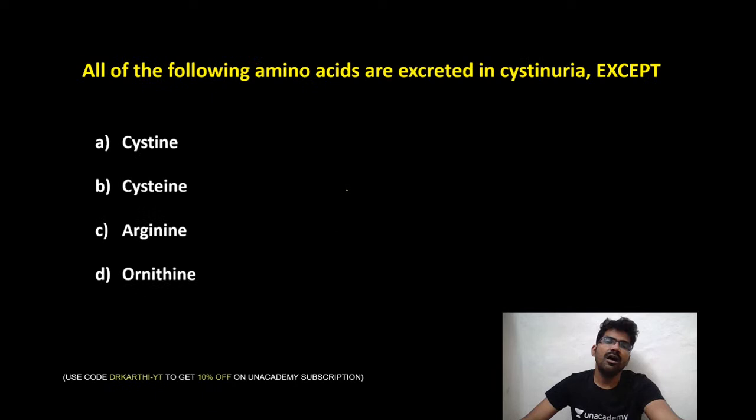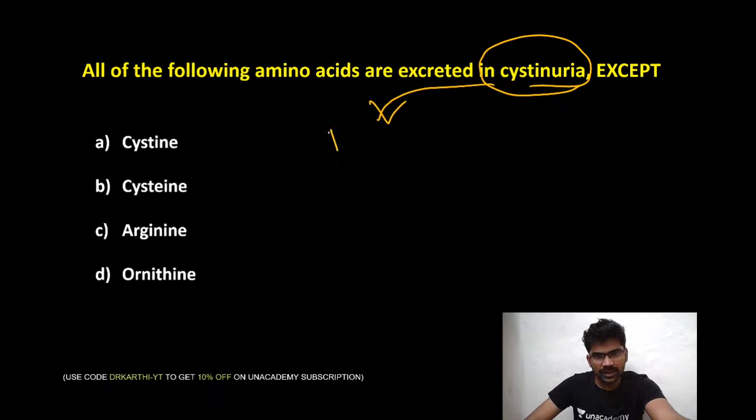All of the following amino acids are excreted in cystinuria except. So cystinuria is an inborn error of metabolism due to a defect in the dibasic amino acid transporter. What is the name of the transporter? Dibasic amino acid transporter.